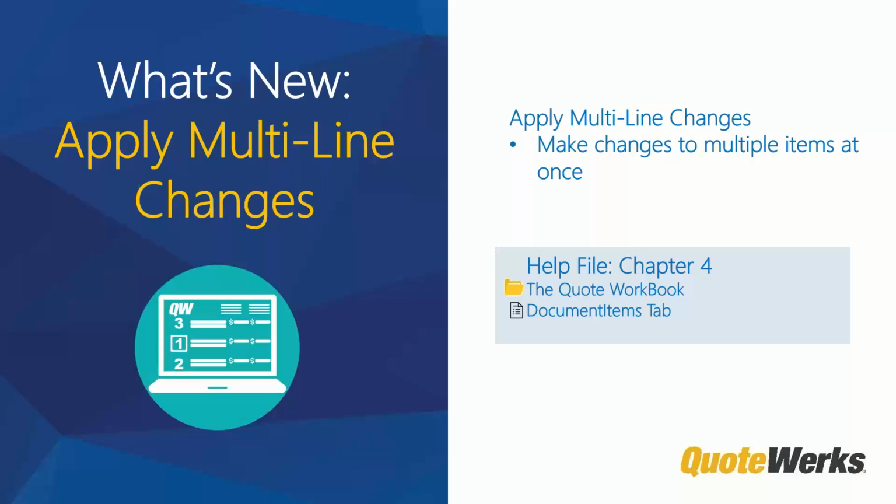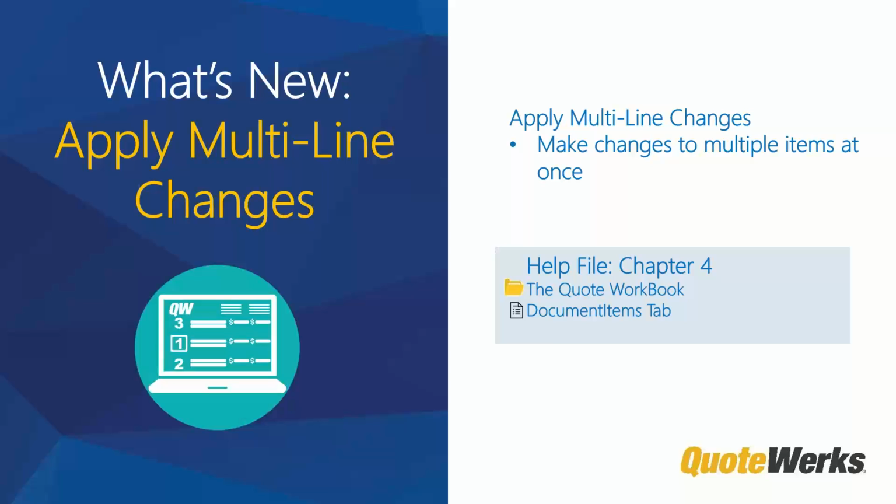Applying multi-line changes. So this is a new one. I believe this came out in build 5 of version 5.5. And essentially what apply multi-line changes is, it allows you to make multiple changes to your items at once. So if you have, let's say, 3 items and you want to update the unit price to $150 from $100 or whatever they're set at, you can now do that. So you'll be able to select multiple items, choose which column you want to update, and then apply those changes.